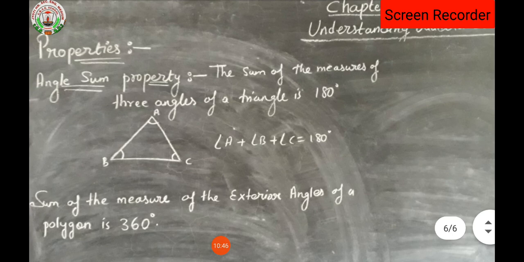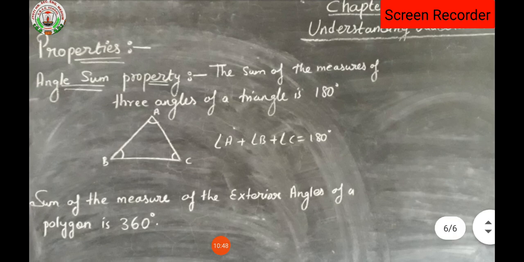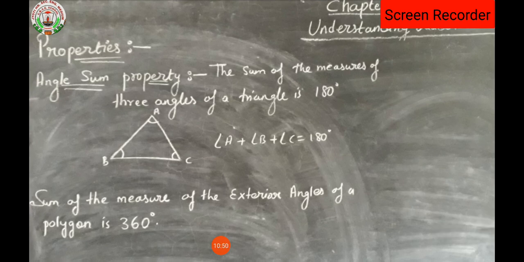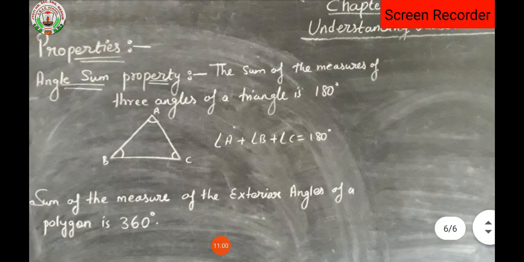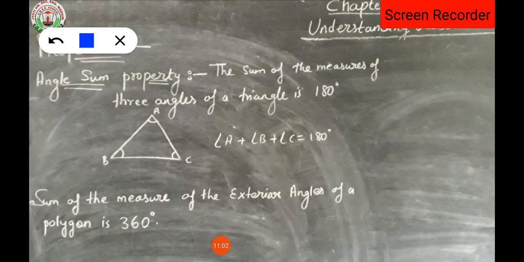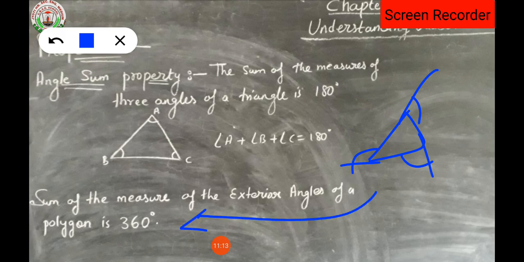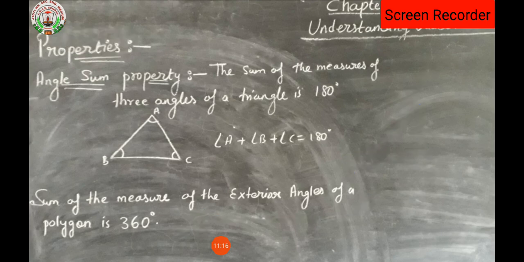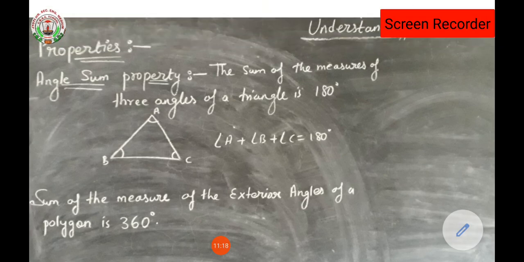Next, the sum of the measures of the exterior angles of a polygon is 360 degrees. If we are talking about the exterior angles of a polygon, whether a hexagon, heptagon, quadrilateral, rectangle or a triangle, when you add its exterior angles, the sum will be equal to 360 degrees. So I will draw and show you. Suppose this one is a triangle, its exterior angles will be like this. Adding all these three exterior angles, it will be equal to 360 degrees. Clear everyone?